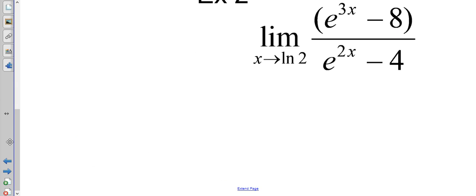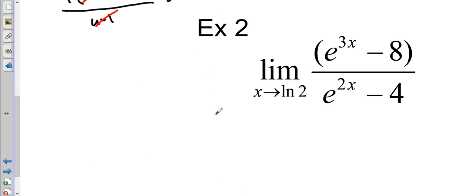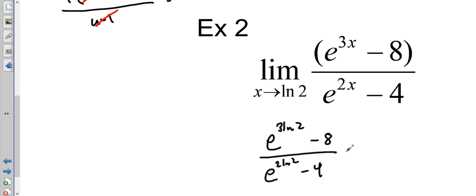Same kind of deal down here. Very similar in doing our algebra. When we have e to the 3x minus 8 over e to the 2x minus 4, and x is natural log of 2, when we plug that in there, we have e to the 3 natural log of 2 minus 8. This is a little bit harder one. e to the 2 natural log of 2 minus 4. Right here, we cannot cancel these out right away.